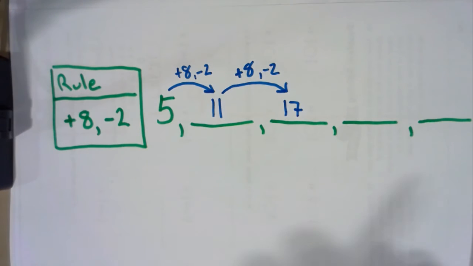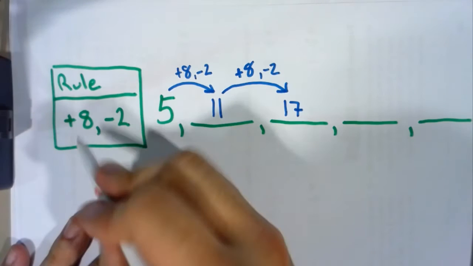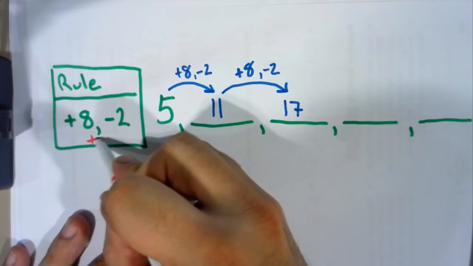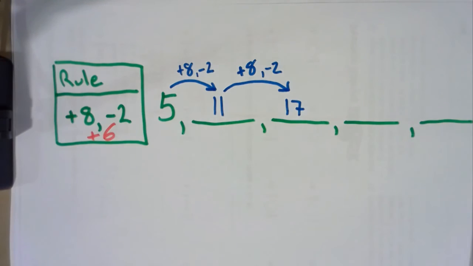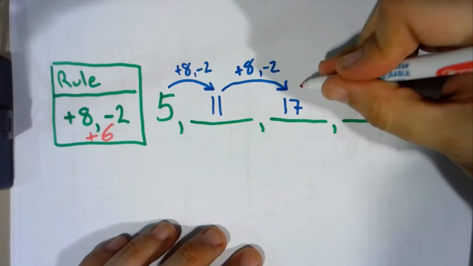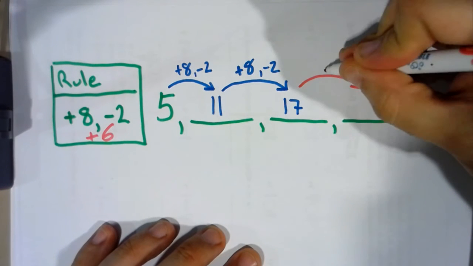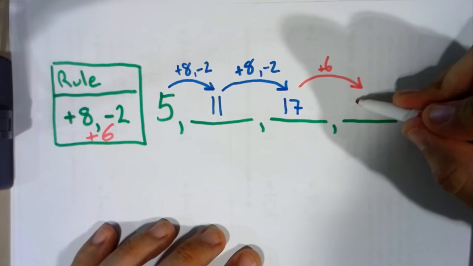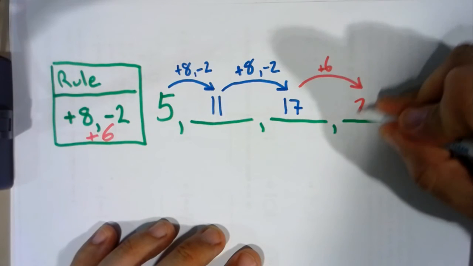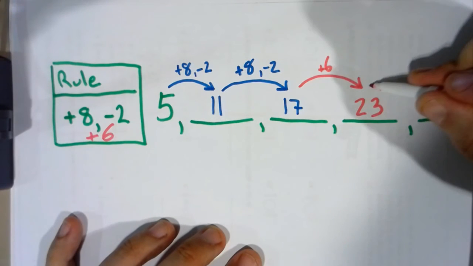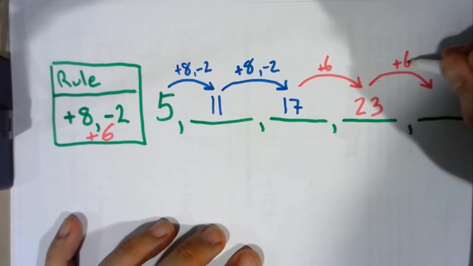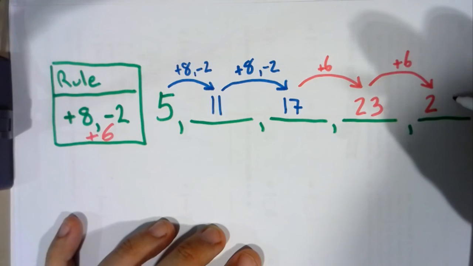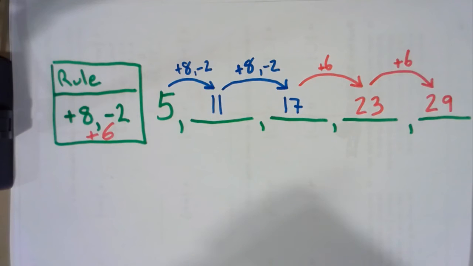Now, you might notice that there's another way in which we can describe this rule. +8 minus 2, well, that's the same thing as just saying +6. So if you can find a shortcut rule, you're absolutely welcome to use that strategy. 17 plus 6 is going to be what? Is going to be 23. And 23 plus 6 is going to be 29. And our rule continues and goes on and on and on.